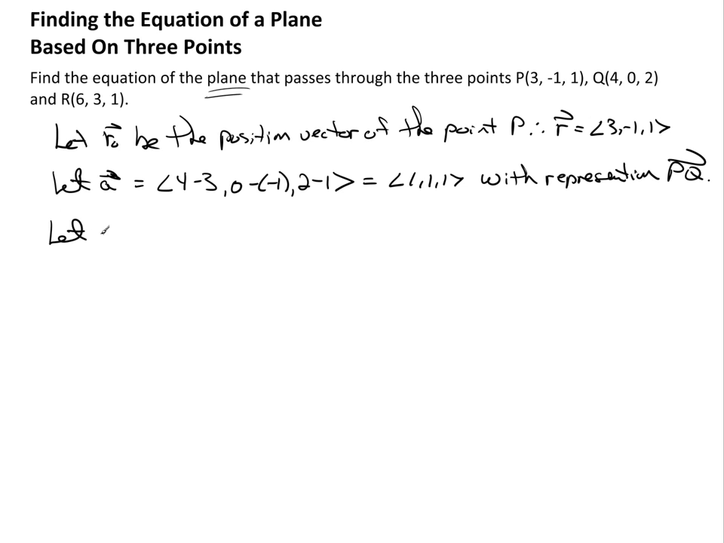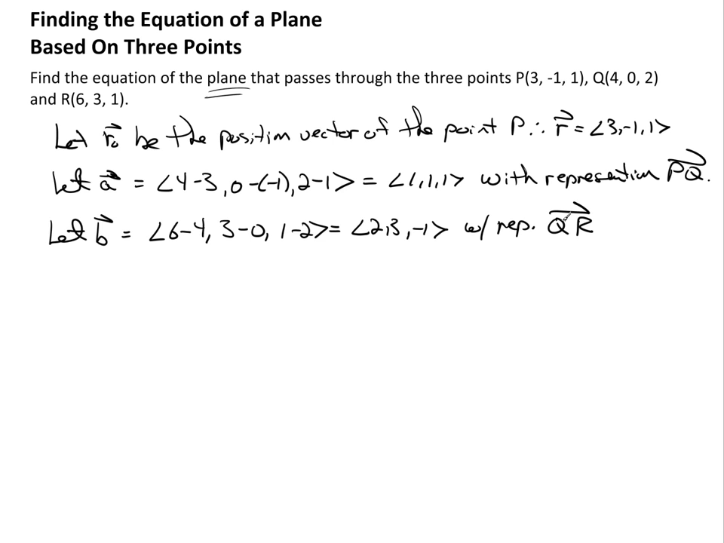So now I'm going to let vector B equal 6 minus 4, and that leaves me 3 minus 0 and 1 minus 2, which equals 2, 3, -1. And that, of course, is going to have representation QR.